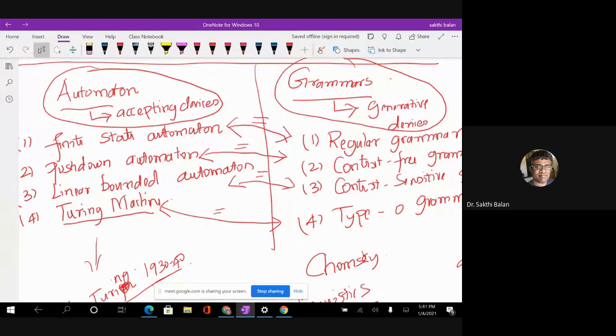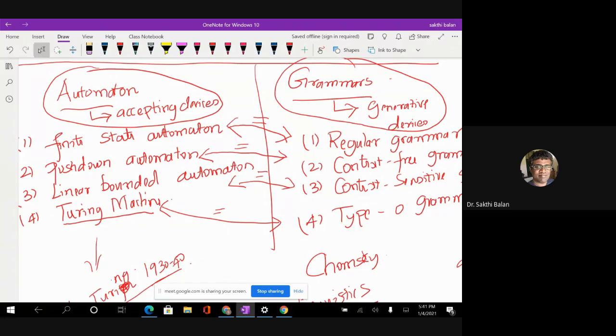automaton as an accepting device. We will be looking at all these 4 types, and then we will be characterizing what is the language accepted by the finite state automaton, what is the language accepted by the push-down automaton, what is the language accepted by the linear bounded automaton, and what is the language accepted by the Turing machine. So that is what we will be looking at.